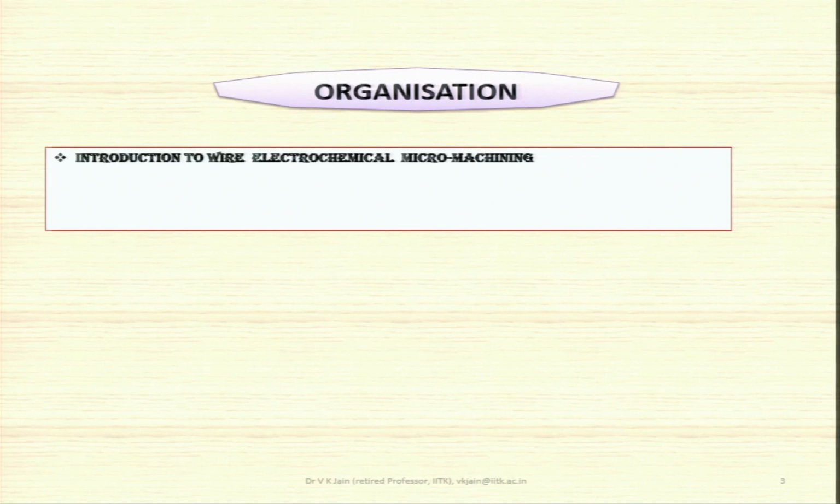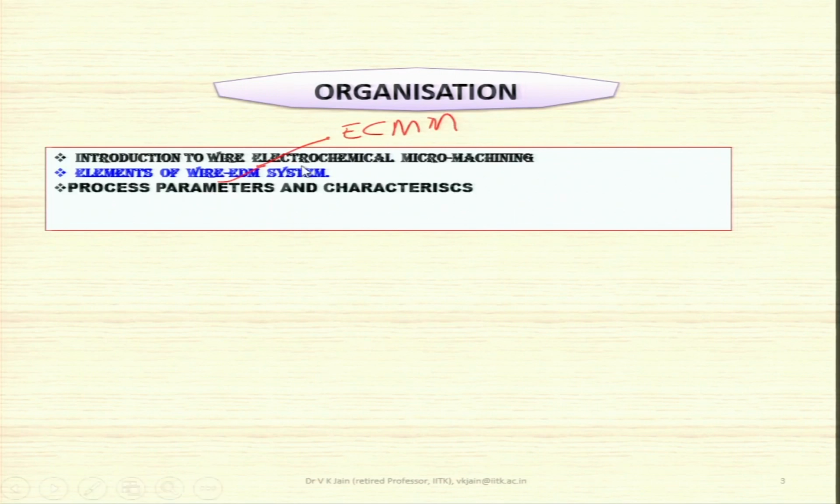Organization: Introduction to wire electrochemical micromachining. Elements of wire ECMM system. It should not be EDMM, it should be ECMM. Then process parameters and characteristics, applications and conclusions.